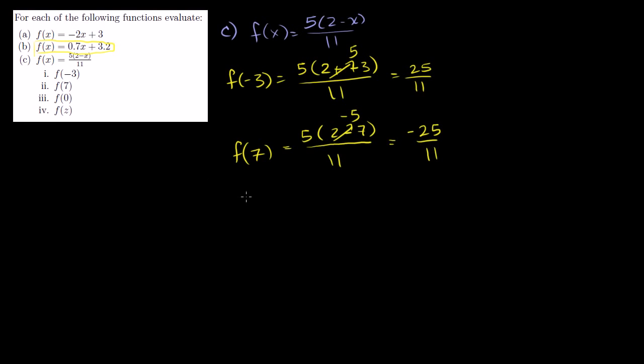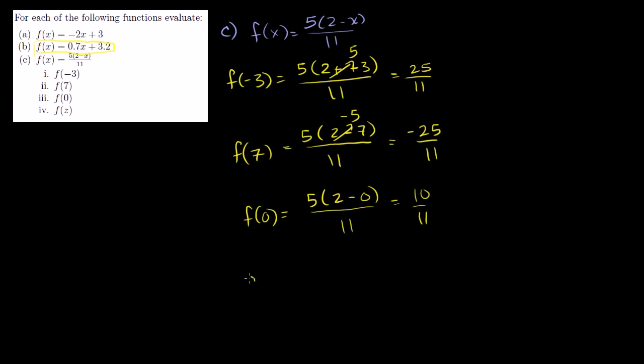And then finally, well, we have two more. F of 0, that's equal to 5 times 2 minus 0 over 11. So this is just 2. 5 times 2 is 10. So this is equal to 10 over 11.